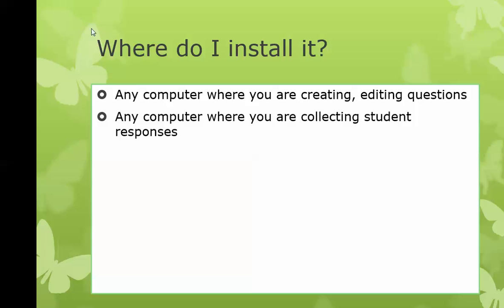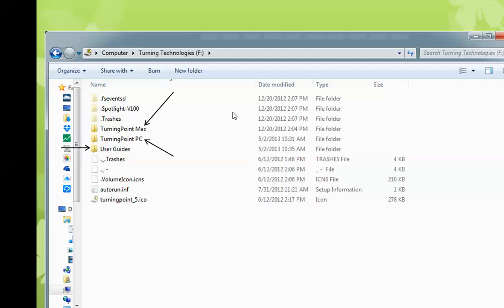So where do you need to install it? Well, you're going to need to install the software on any computer where you're creating or editing questions that you're going to use with the clickers. We're going to talk about participation lists. If you're going to work on that, you may ultimately want to have the software installed there. But you also definitely need it on any computer where you're going to use the clickers to collect the student responses.